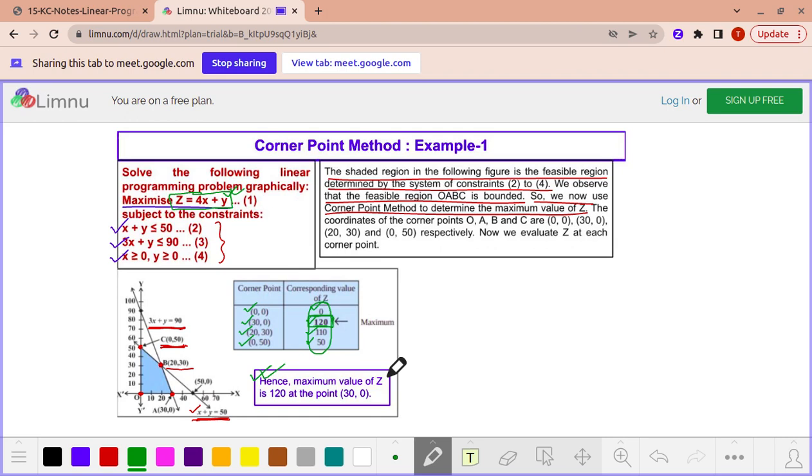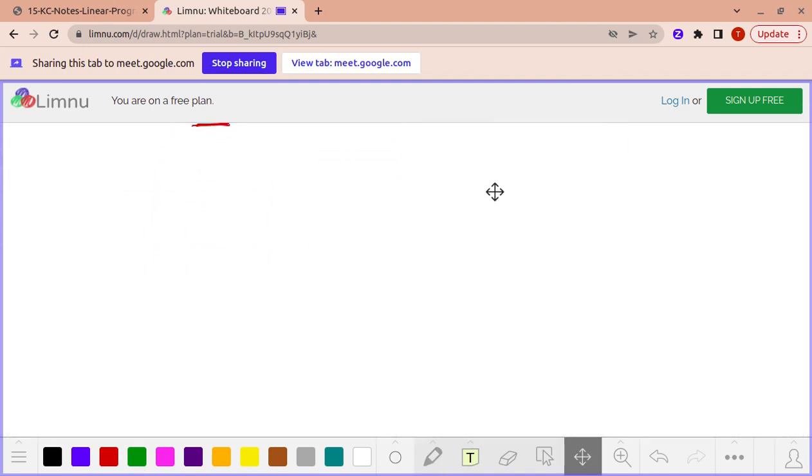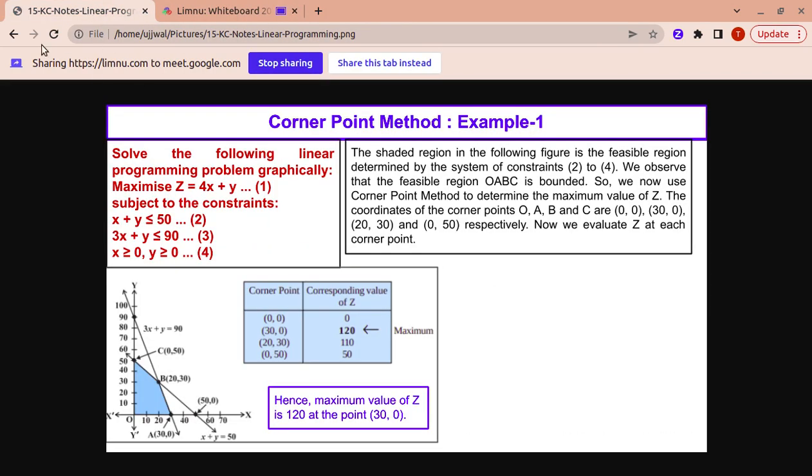Now I took some time to explain this example 1, because all the other examples we are going to solve today will be based on it, and there I will go a little quickly. Now let me go to the second example. Let me take it from my slide.